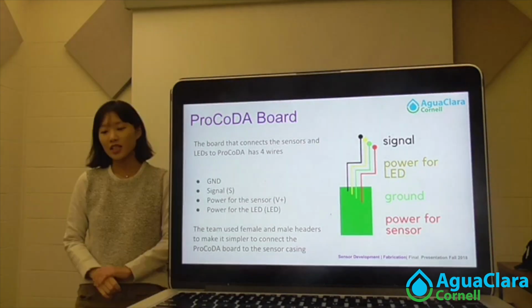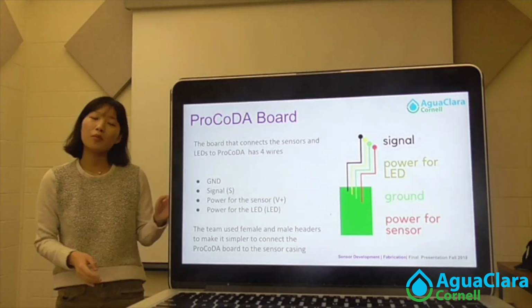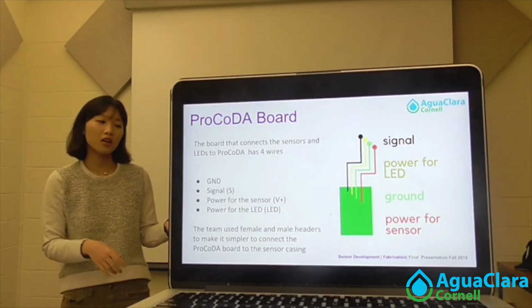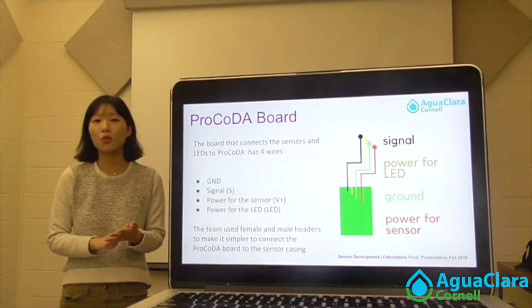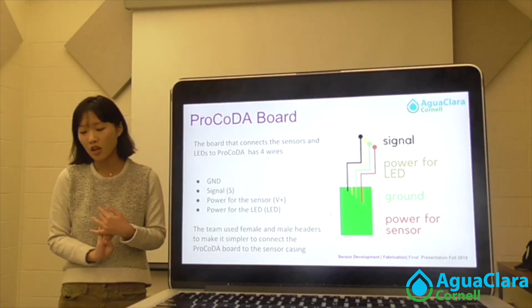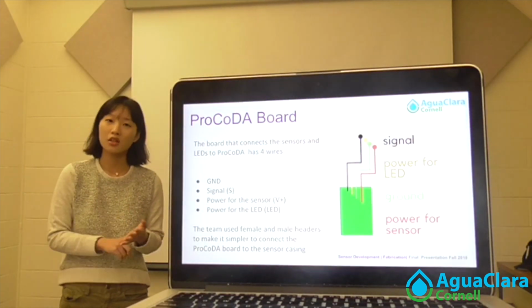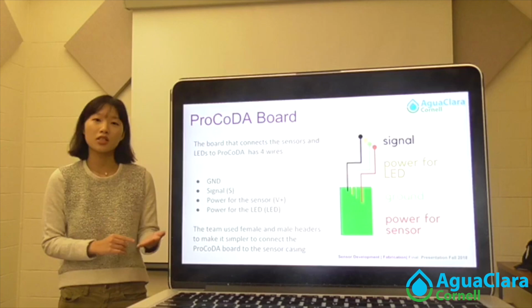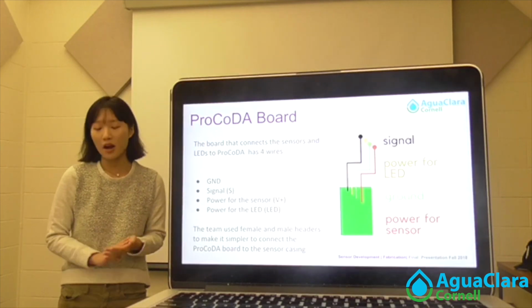So as you can see, this is a diagram for the ProCODA board. From ProCODA, we had cables running into the ProCODA board, and the ProCODA board had 4 signal outputs and inputs. 2 of those were power. Both of them were 5 volts. One was for the signal, for the photosensor, and there was another 5 volts for the LED. One of them was ground and the other one was signal.